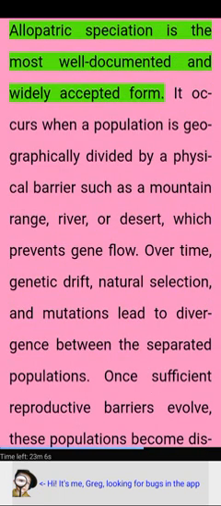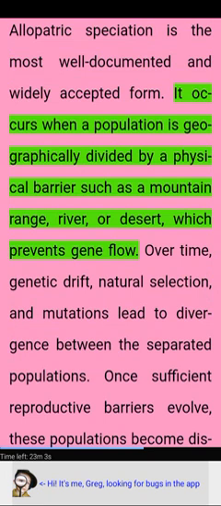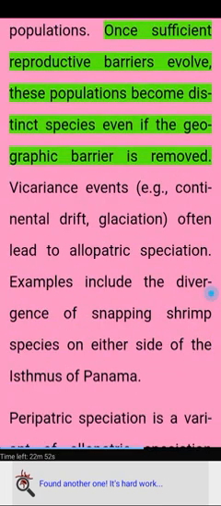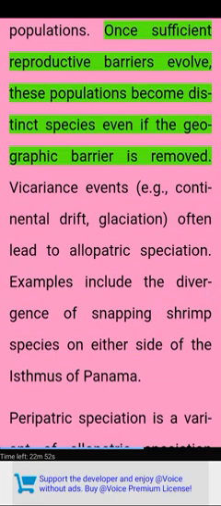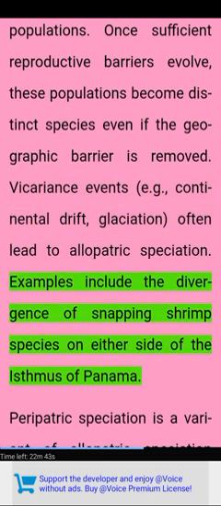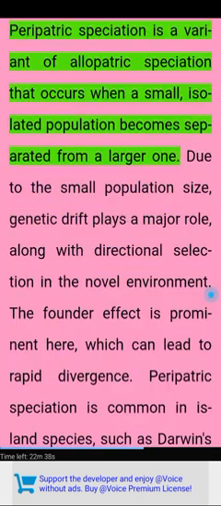Allopatric speciation is the most well-documented and widely accepted form. It occurs when a population is geographically divided by a physical barrier such as a mountain range, river, or desert, which prevents gene flow. Over time, genetic drift, natural selection, and mutations lead to divergence between the separated populations. Once sufficient reproductive barriers evolve, these populations become distinct species even if the geographic barrier is removed. Vicariance events, e.g., continental drift, glaciation, often lead to allopatric speciation. Examples include the divergence of snapping shrimp species on either side of the Isthmus of Panama.